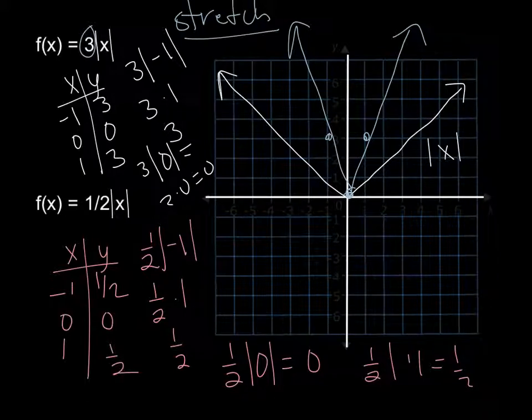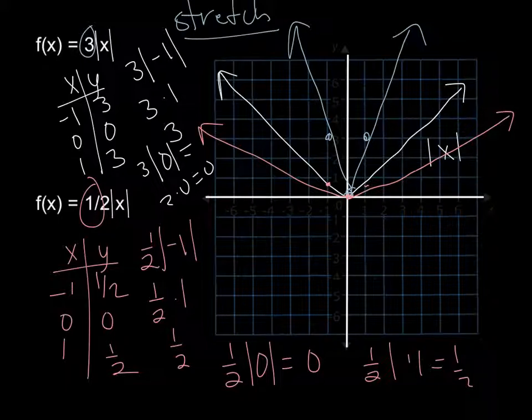So negative 1, 1/2. 0, 0. 1, 1/2. So what ends up happening is if this value in front of the absolute value is between 0 and 1, we get what's called a compression. And the graph is spread wider.